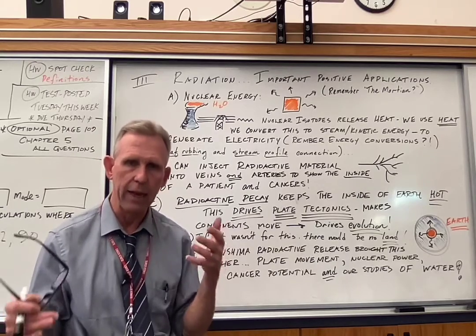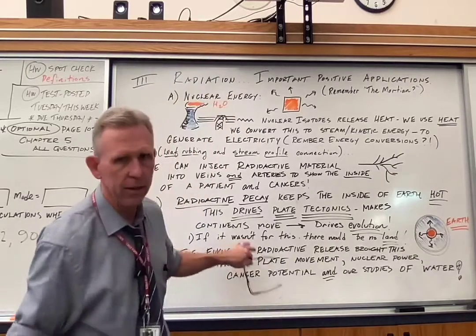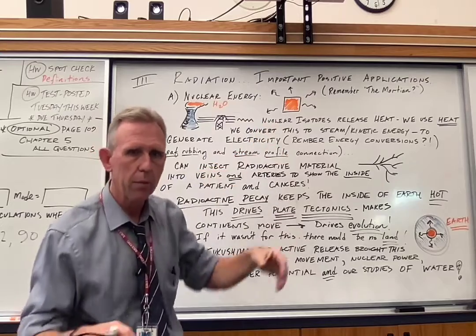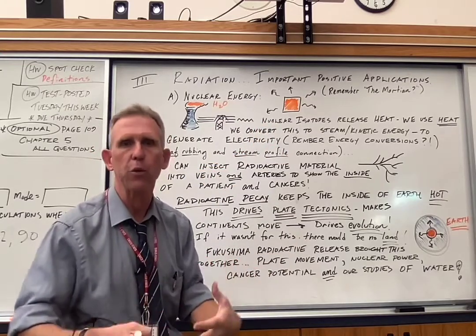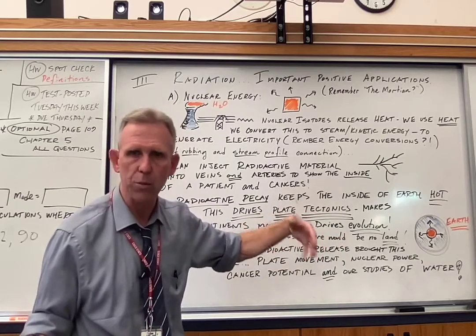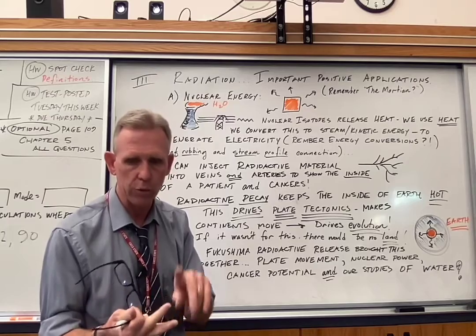Radioactive elements deep within the Earth happen to be radioactive, and they decay. Now, they're not all together like they are in a nuclear power plant, but they're spread out. But as they decay, they release some heat. That heat helps drive plate tectonics, helps keep our planet warm on the inside, driving mountain building, earthquakes, volcanoes.